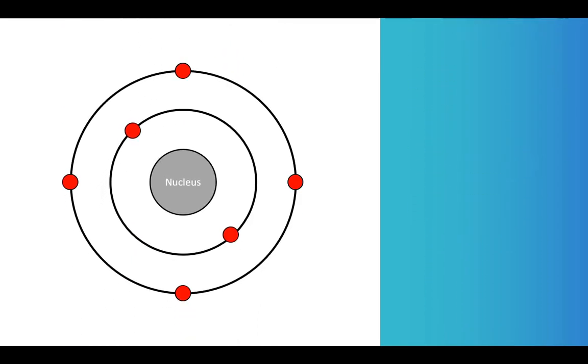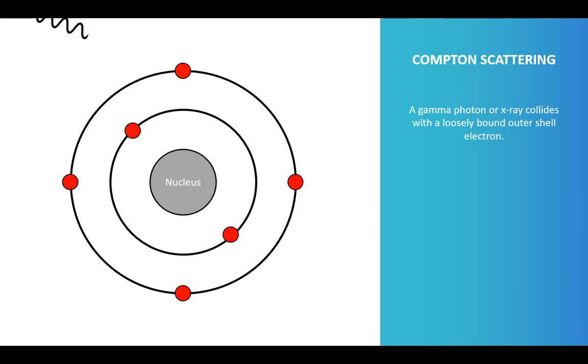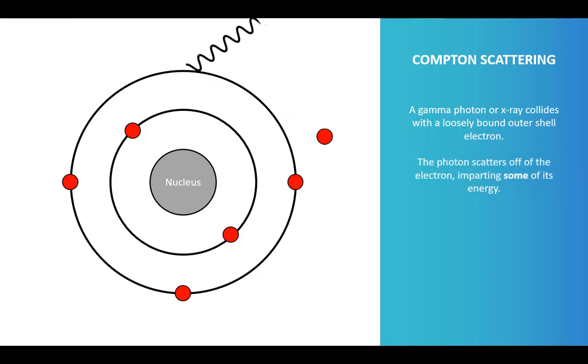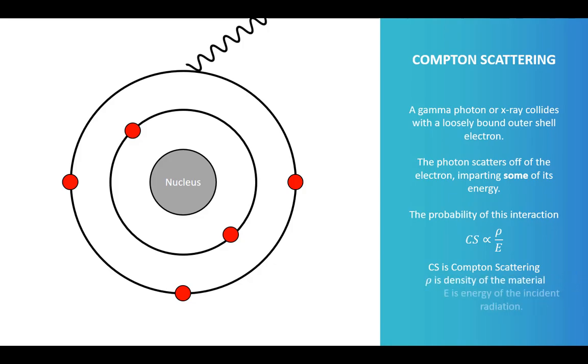Now let's have a look at Compton scattering. In this interaction, the radioactive photon collides with a loosely bound outer shell electron. This photon then scatters off the electron, only giving some of its energy. Because only a portion of the radiation energy is transferred, this interaction makes up the low energy portion of the spectrum. The likelihood of this interaction can be explained by this formula, where Cs stands for Compton scattering, Rho stands for the density of the material, and E stands for the energy of the radiation.